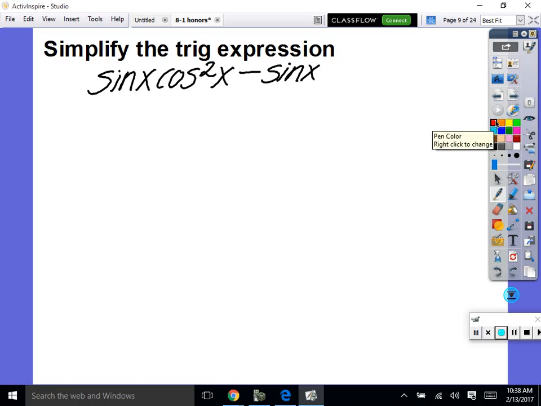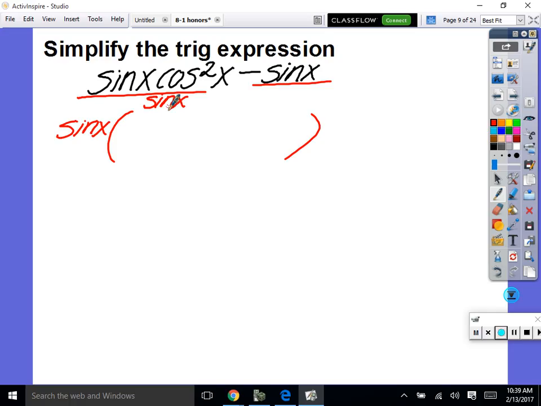So a couple things I just want you to notice. These are just the things I'm noticing. Literally, I could do this totally different next hour, and you might see it different than me. Don't we have a sine in each term? Yeah. So I'm going to factor out sine of x. So now I'm going to write what's left in my parentheses.